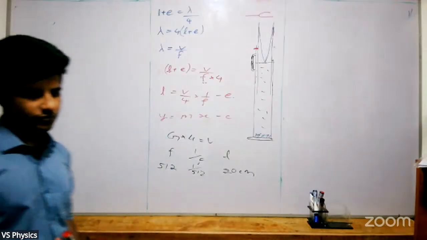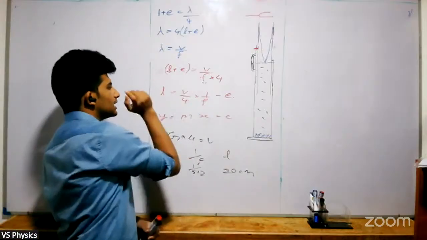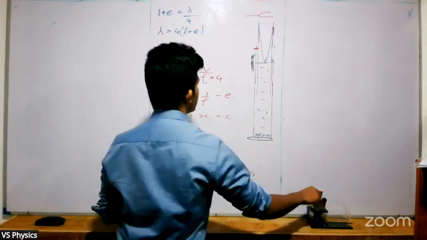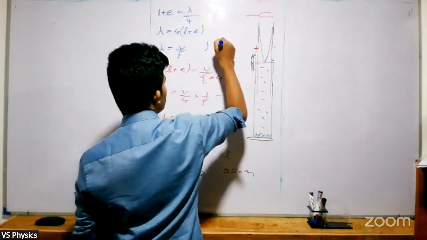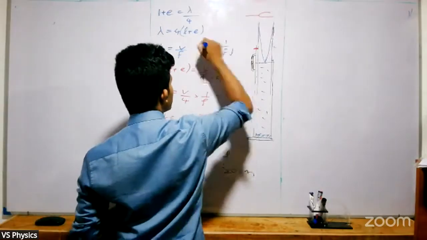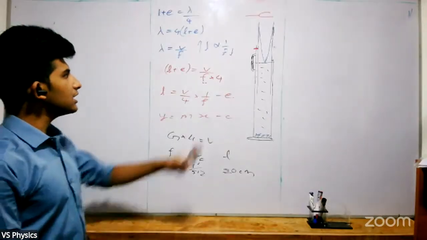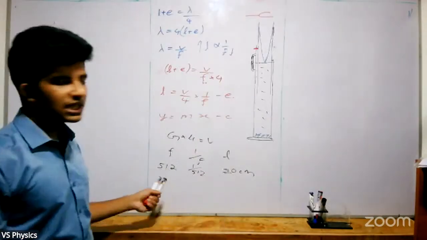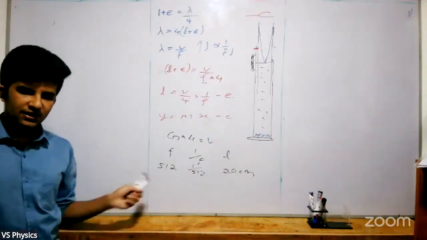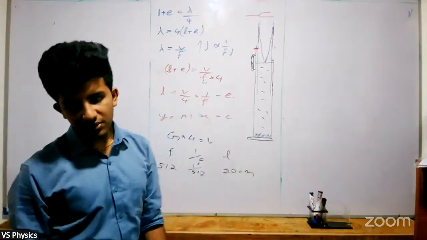Next. What is the relationship between frequency and length? L is proportional to 1 over F. So when frequency decreases, what will happen? The length increases. We are taking the next frequency, the next one, 456. We take the next tuning fork and do the experiment again.